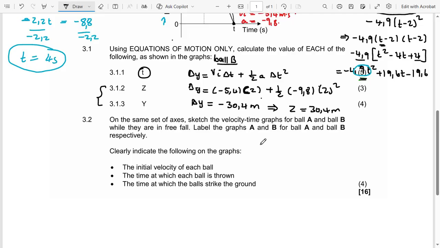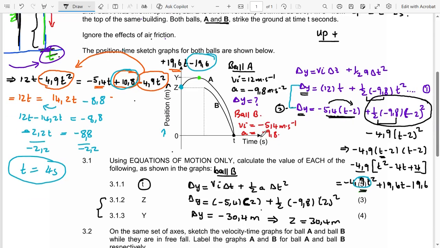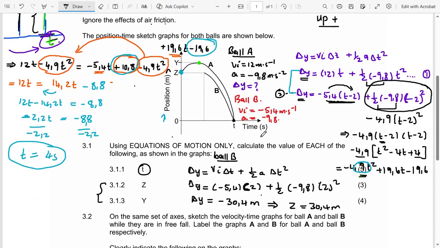Let's look at 3.1.3. They say that we are looking for Y. Oh, okay. I think this will be easy. Look at this Y here. If you look at the graph, Y is the maximum height that ball A reached. And it's going to be easy for you to find the maximum height that ball A reached.